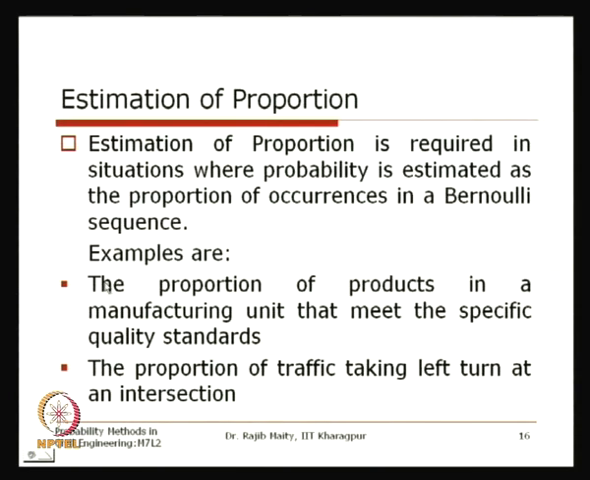Here, the examples are the proportion of the product in a manufacturing unit that meets a specific quality standard. So, what is the proportion, so that I can say this much percentage of the product passes the quality test. Second is the proportion of the traffic taking the left turn at a particular intersection. There is a total number of vehicles we can count, out of which we see how many vehicles are taking the left turn. In that way we can estimate the proportion taking the left turn at a particular intersection, just to design the traffic at that particular junction.